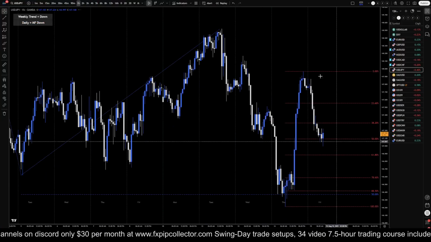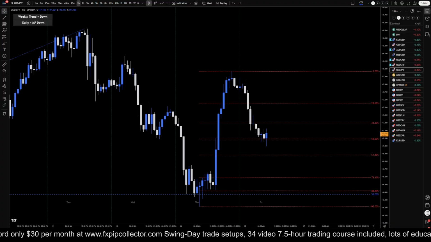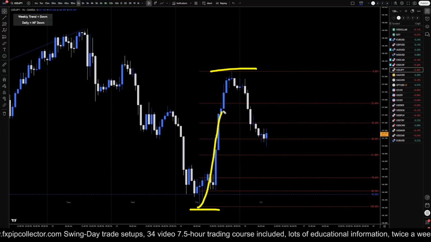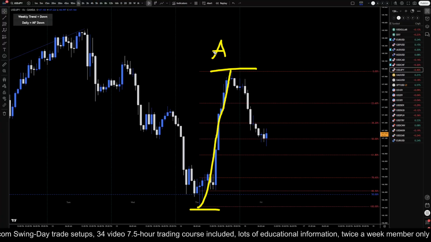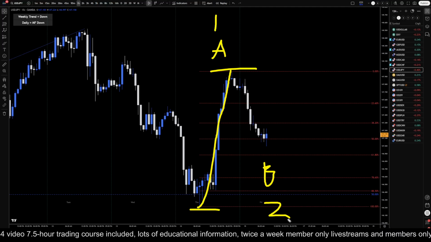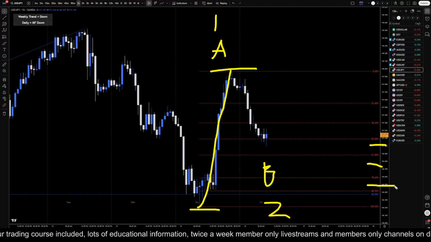So going down to the 1 hour time frame is where I got my Fibonacci retracement on the most recent impulsive move up that we had yesterday. If this move up right here is like a wave A, this would be a wave B, or it could be a wave 1, and this could be a wave 2. I would be paying very close attention to my fib levels.